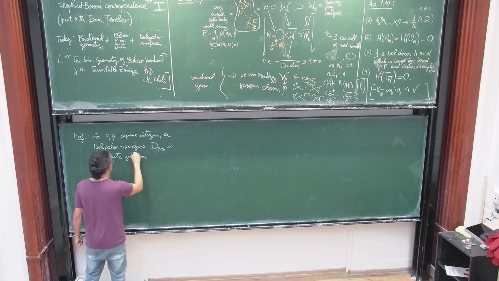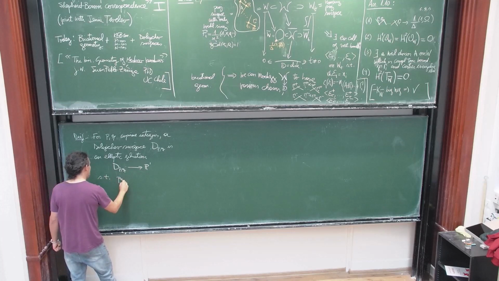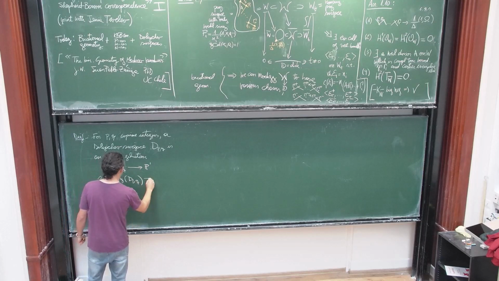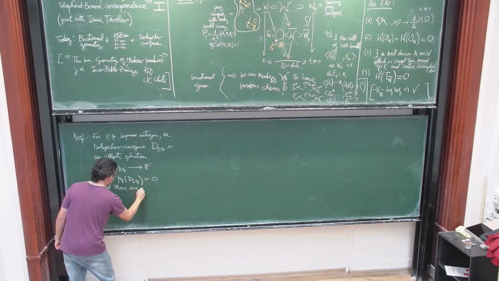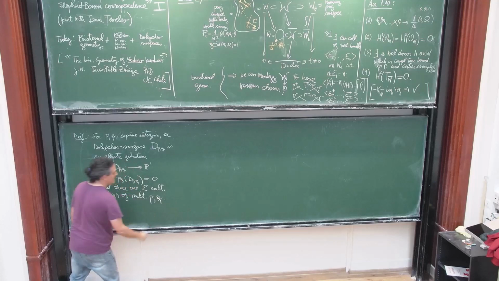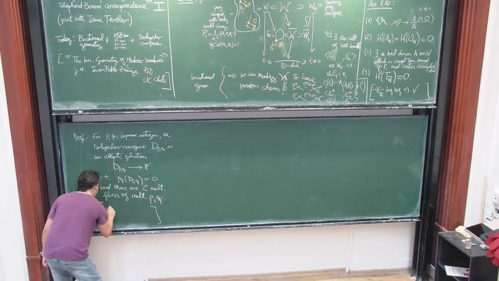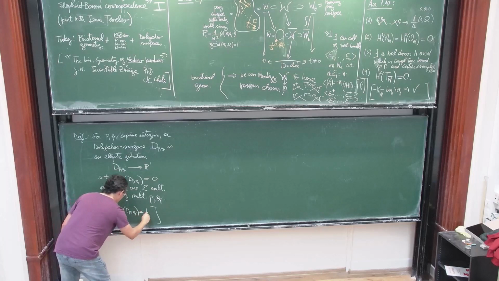So you have D_{p,q} going to P1. This is the fibration, such that the Euler characteristic of D_{p,q} is 0, and there are two multiple fibers of multiplicity p and q. So the Kodaira dimension of this surface is 1. And because these are coprime, this surface is simply connected, the fundamental group of D_{p,q} is trivial. So these are the Dolgachev surfaces.